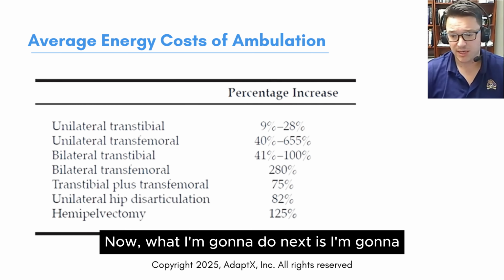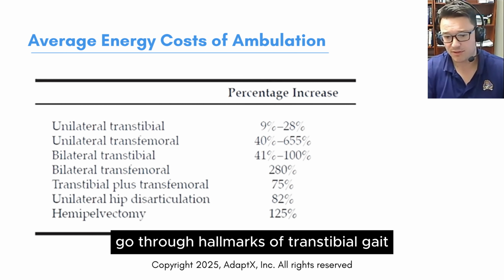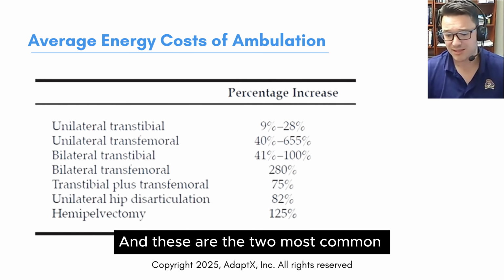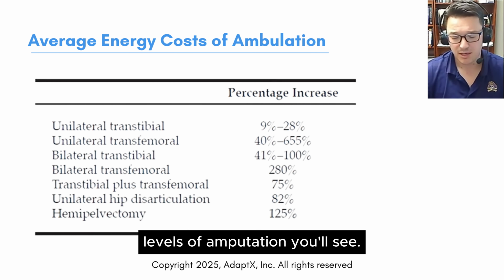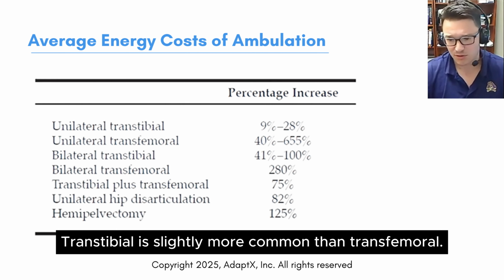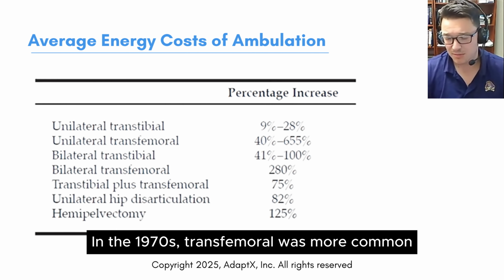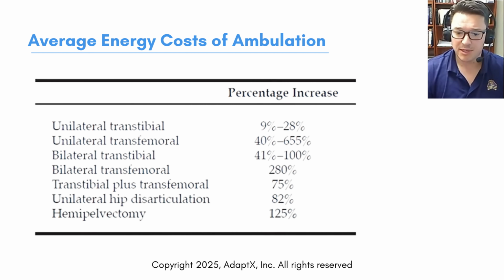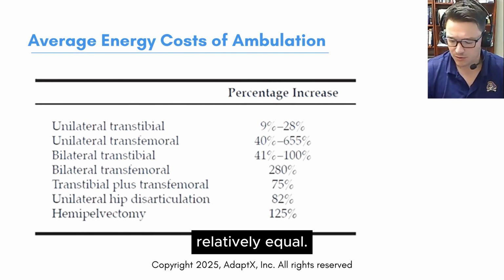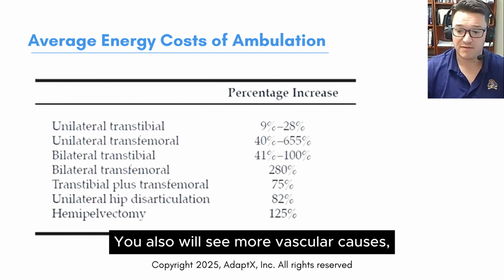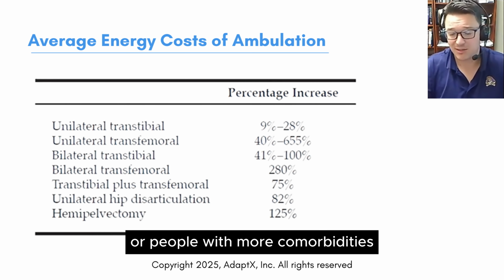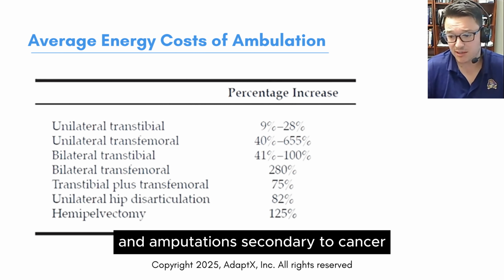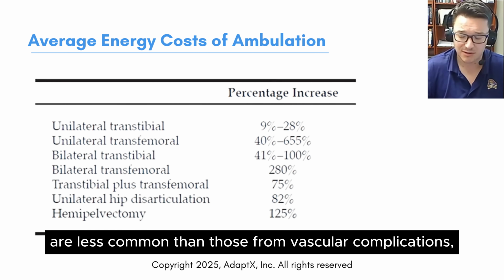Now, what I'm going to do next is go through hallmarks of transtibial gait and transfemoral gait. And these are the two most common levels of amputation you'll see. Transtibial is slightly more common than transfemoral. In the 1970s, transfemoral was more common, but since the 1980s and better surgical techniques, transtibial is becoming more common, but still they're relatively equal. You also will see more vascular causes or people with more comorbidities with amputation, traumatic and congenital, and amputations secondary to cancer are less common than those from vascular complications.